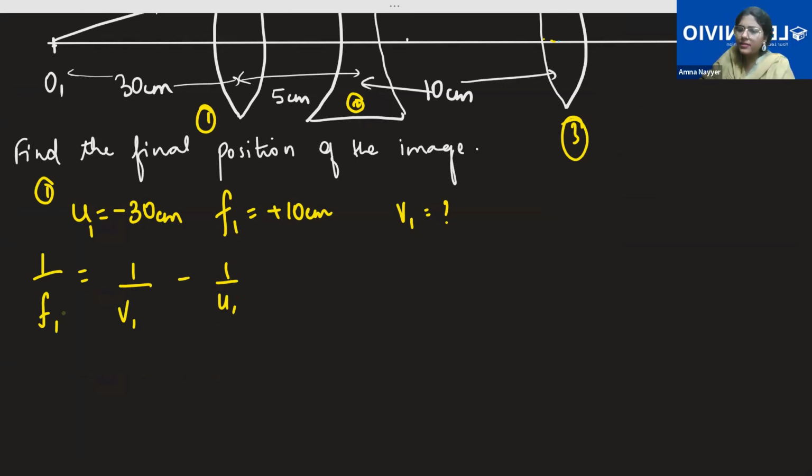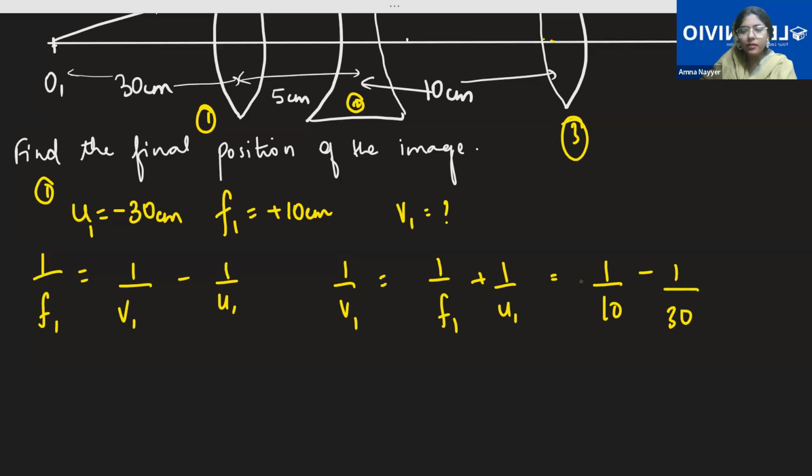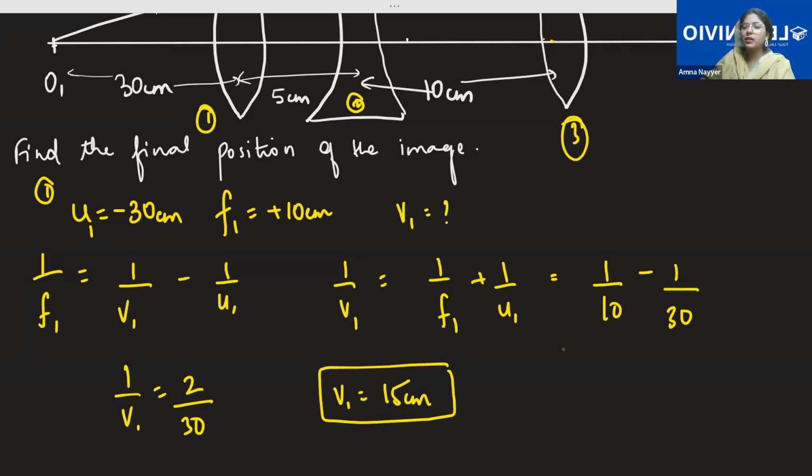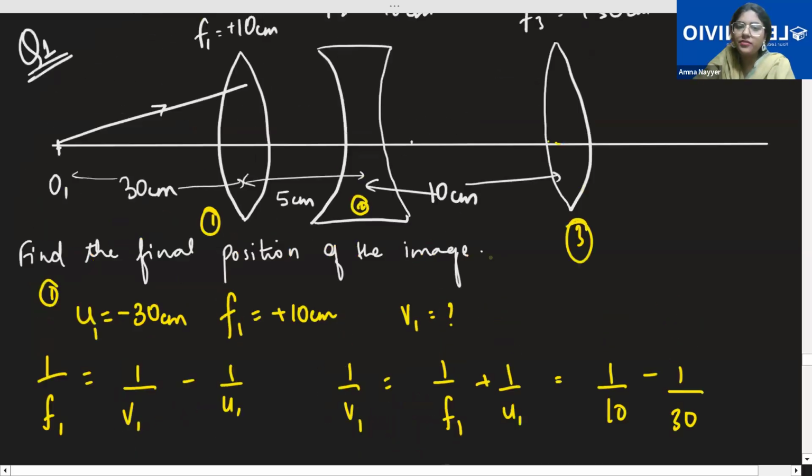From this, u1 and f1 are present, only v1 is missing. You will be able to calculate v1. See, 1 by v1 will be equal to 1 by f1 plus 1 by u1. Put in the values: 1 by 10 minus 1 by 30. Multiply it with 3. This will be 2 by 30. 1 by v1 is equal to 2 by 30. So v1 is equal to 15 centimeters. All right, we have got the first image.